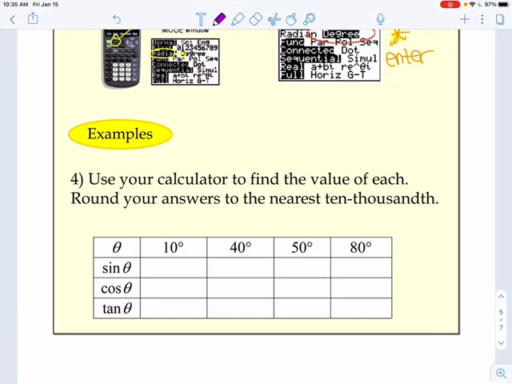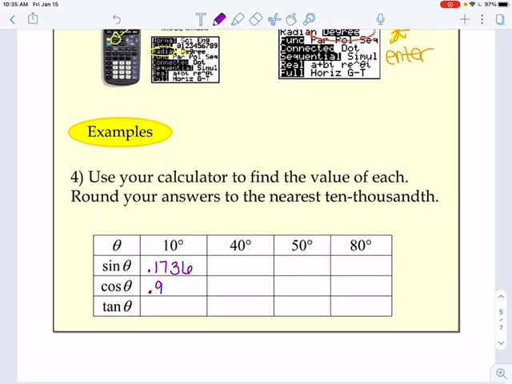So I just found the sine of 10, rounded to 4 decimal spots. It's 0.1736. I'm not going to keep going in and out of the calculator, just to save time, but you should definitely check and make sure you get the same answers as me. The cosine of 10 is 0.9848. The tangent of 10 is 0.1763. The sine of 40 is 0.6428. The cosine of 40 is 0.7660. The tangent of 40 is 0.8391. I forgot the 9.